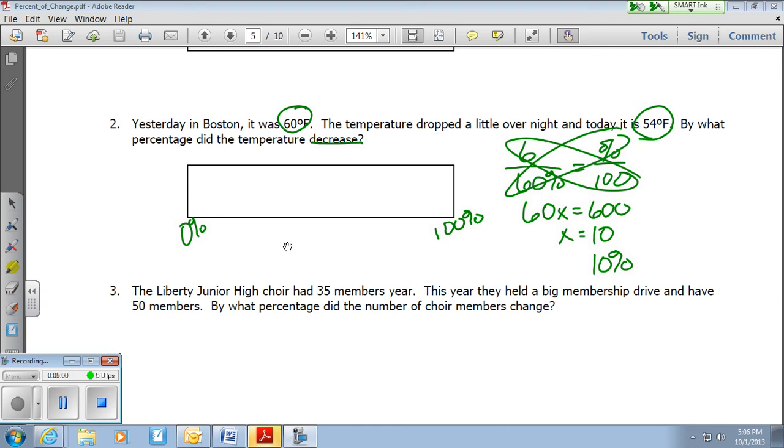If I were to use my percent bar, you start with your 0%, your 100%. Your 100% was 60, it went to 54, so that's about right here. So you're looking for this percentage right here. So you can set up your proportion that way. 54 over 60 equals x over 100, and solve it that way. All right, let's move on to the next one.